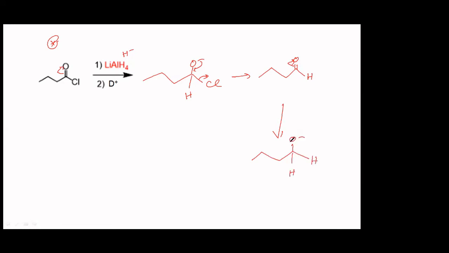But this O minus has to take up a proton from the medium. In case you have got D plus, that will come, and therefore no H plus is available in the medium. Only deuterium ion is present. So you will get OD here. This is H and H. Okay.